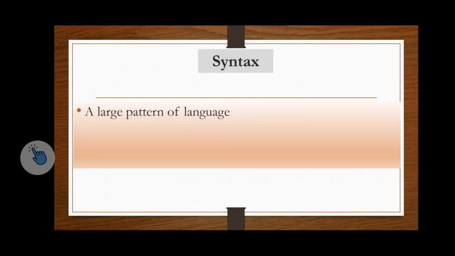Syntax. We can define syntax as a large pattern of language. By large pattern of language, we mean that it is larger than a phrase, and a phrase is larger than a word, and a word is larger than a morpheme. Thus, a morpheme is the smallest unit of language, and syntax is a large pattern of language. So let's discuss some more definitions of syntax.